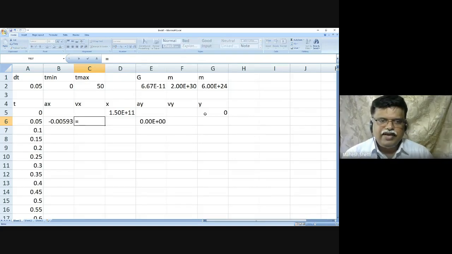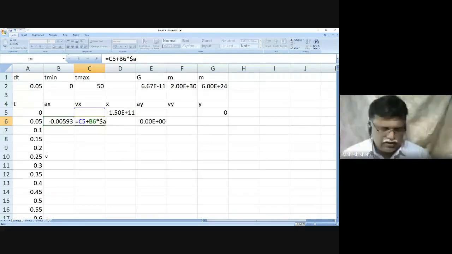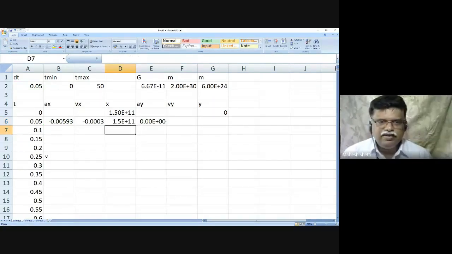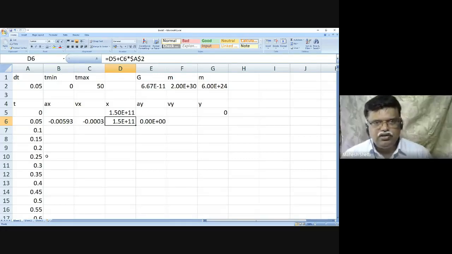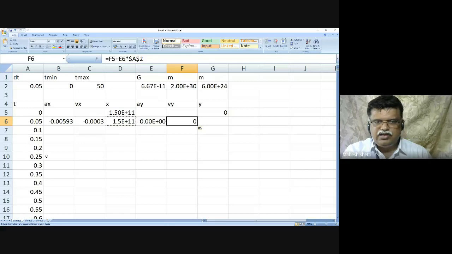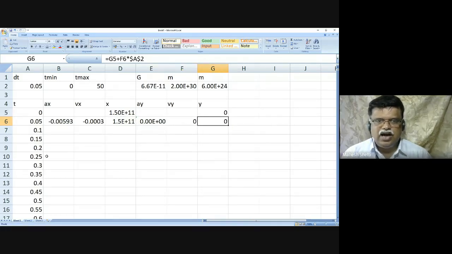So velocity will be calculated in the same way: earlier velocity plus the present acceleration multiplied by this dt. Similarly, the new position is also going to be calculated like that. The y component of velocity will also be calculated like that. So you see it is F5 plus E6, which is AY. So that's an advantage of writing AX, VX, X together and AY, VY, Y together. Quickly I can copy the same formula because the relations are similar.